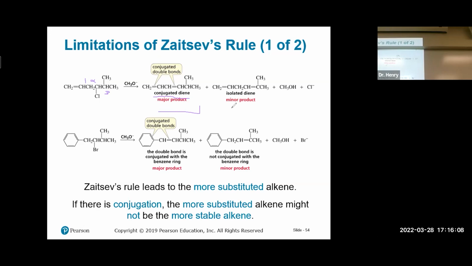So conjugation, more substituted alkene may not be the more stable. Okay, so let me look back at this to get back to you guys on this one because I can't remember off the top of my head. So we'll come back to this slide, and then I'm hoping it will start clicking here.